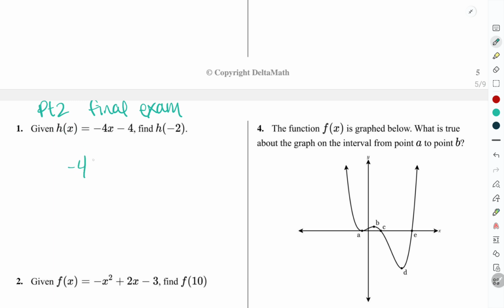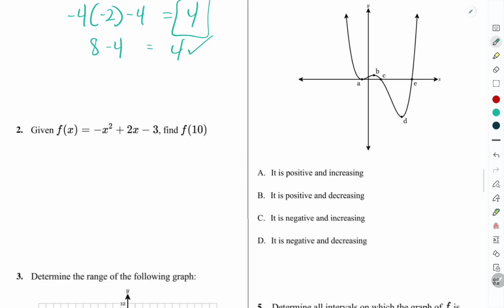So -4, -2, -4. Plug it into my calculator, and I get 4. Right? That's +8 minus 4 equals, yeah. Okay. Do it again, but I put a quadratic function on there. Quadratic means there's a little squared. Everywhere that there is an x, I'm going to put a 10.